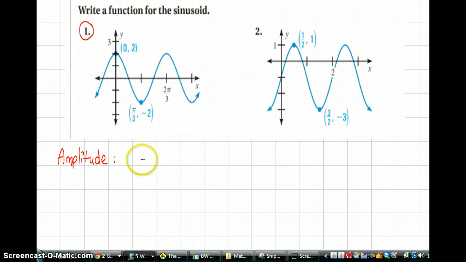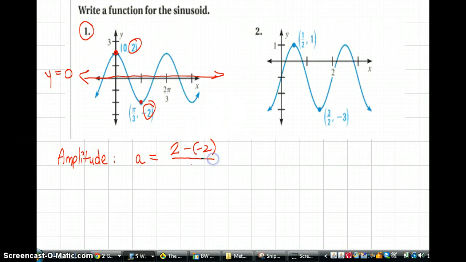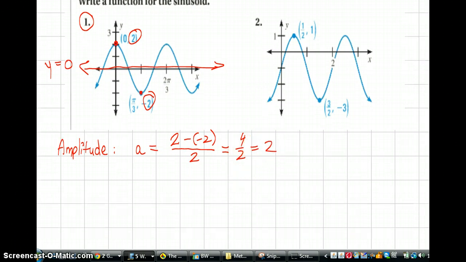The amplitude, which is our value of A, we can simply find by taking our maximum y value and the minimum y value and subtracting them. So 2 minus a negative 2, and of course we want to divide by 2, because if we take the x-axis, which is considered the midline, the amplitude is the distance from the midline to either the maximum or the minimum. So we'll divide that by 2 to get the amplitude, which would be 4 over 2 or 2. So we found our value of A in the equation.